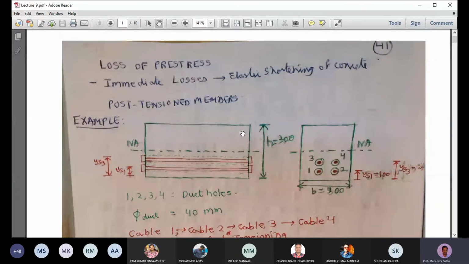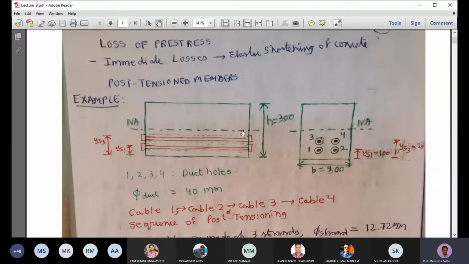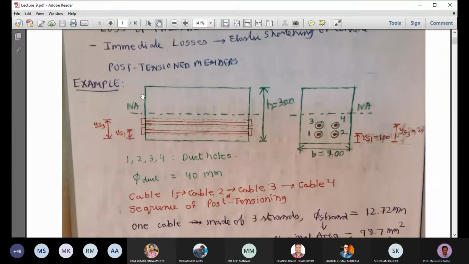Okay, so what we have here is a post-tensioned member. This is concrete which has been laid, and there have been duct holes made in the concrete. There are 4 duct holes. Two duct holes are at a level of 100 millimeters from the soffit, that is the bottom of the beam, and another two duct holes are at 200 millimeters from the bottom of the beam.